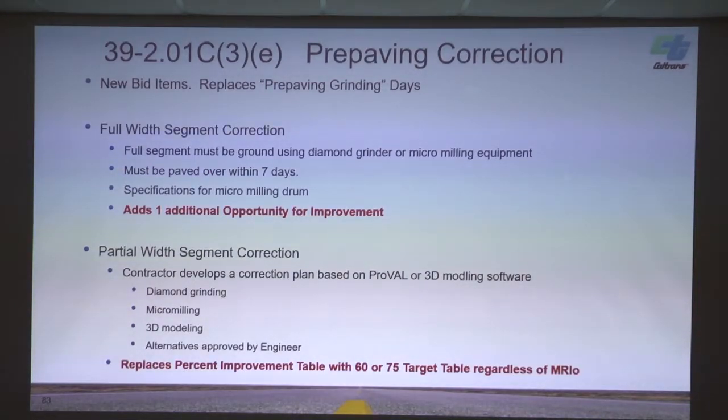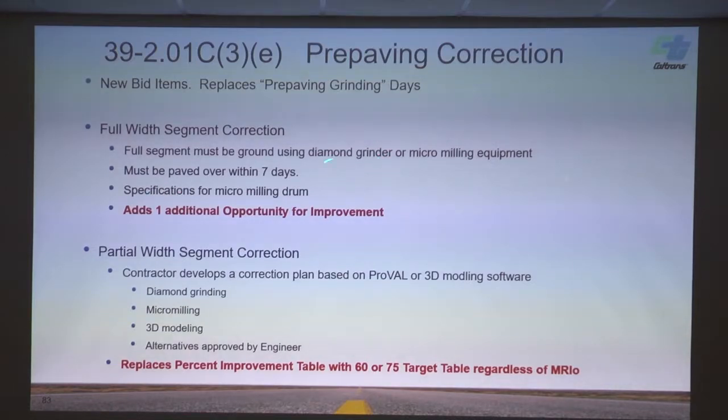The spec says they have to pave over it in 7 days. So if you use this item, your district's got to be okay with running traffic on a cold plane surface. This is a micromilled cold plane surface, which is different than a regular cold plane surface. There's less likelihood of windshield damage, but there's still a chance.